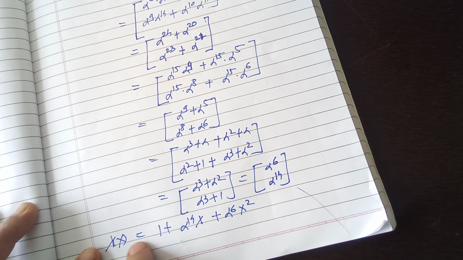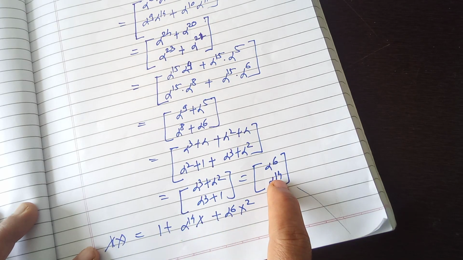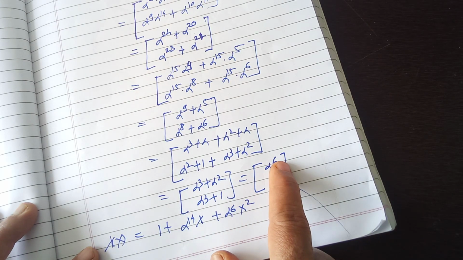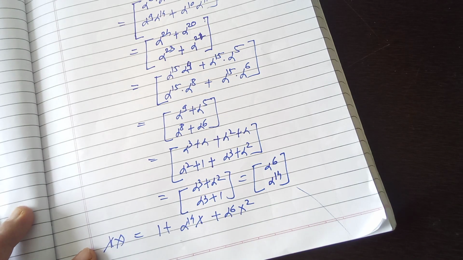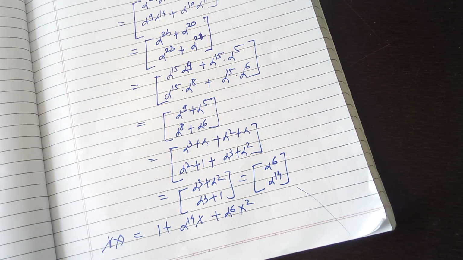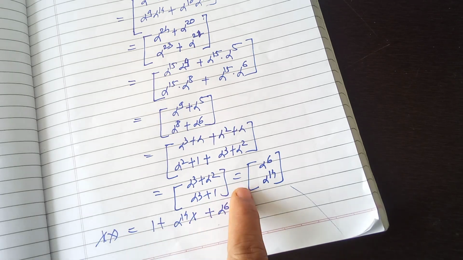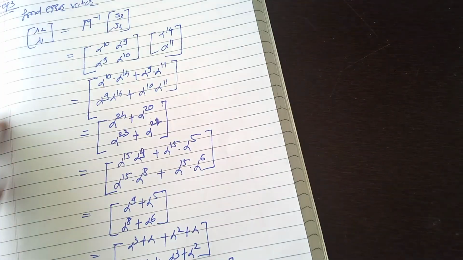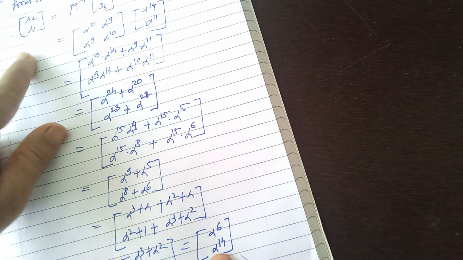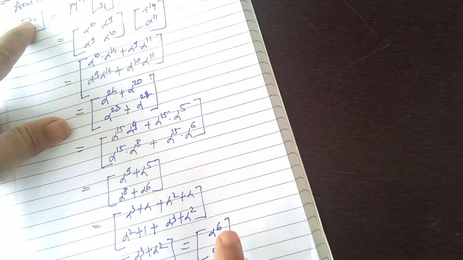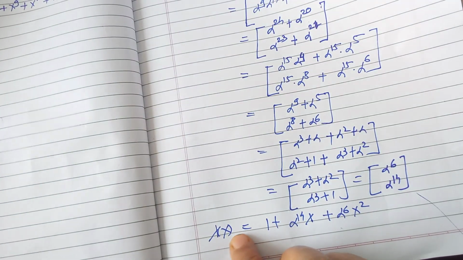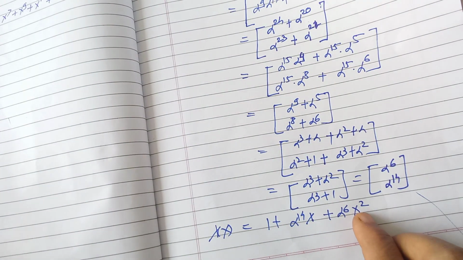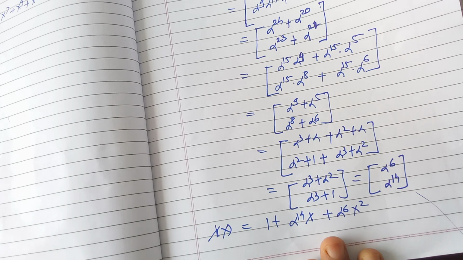So you have to write the equation lambda x is equal to 1 plus lambda 1 x, so alpha 14x plus alpha 6x square. So this is step 3. So this equation we have solved up to this. So lambda 1 is alpha 14, lambda 2 is alpha 6. So we have to write it in terms of lambda x as 1 plus alpha 14x plus alpha 6x square. After this there is trial and error to find the roots.